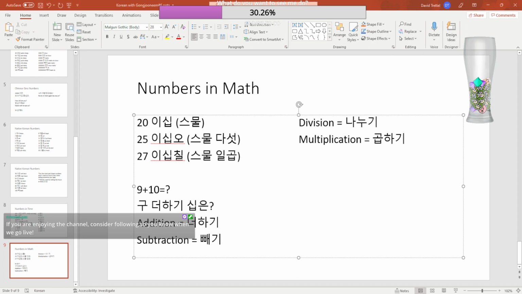Now, I will say this too, when we look at it, we just say the same thing, like 9 빼기 10은, and we follow the same pattern. We just change this one. 9 나누기 10은, 9 곱하기 10은, and we get it in that way.